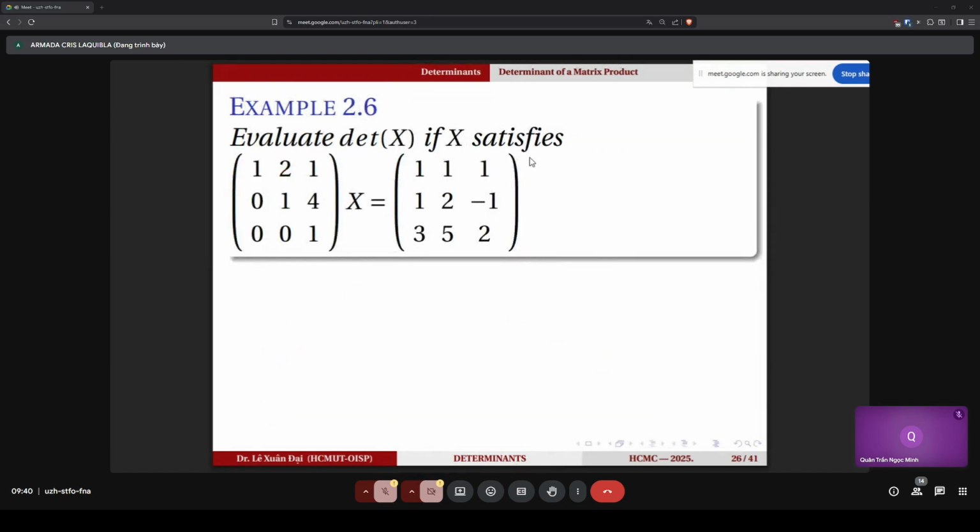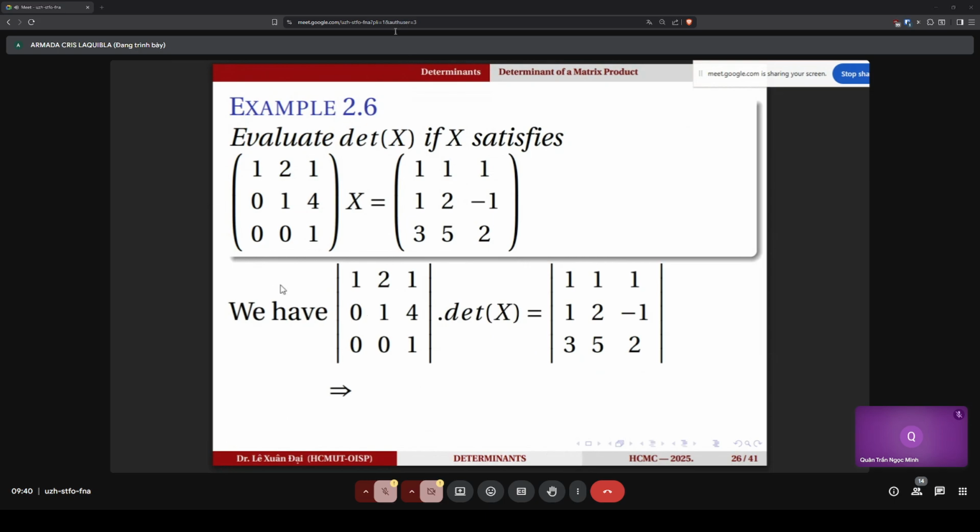So evaluate the determinant of x if x satisfies this equation. So first get the determinant here, then determinant of x equals the determinant of this matrix. Now this is easier to do. Here you can pick column 1, or you can choose row 3 because only one entry is here also. So if we pick this one, the A11, it's 1 times negative 1 to the power of 1 plus 1, and then remove this, and you get the determinant here.